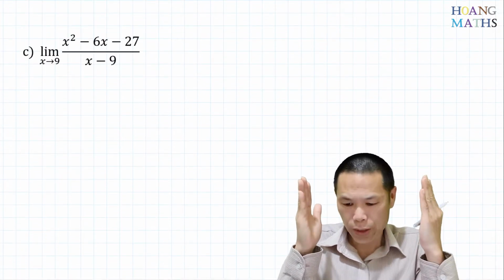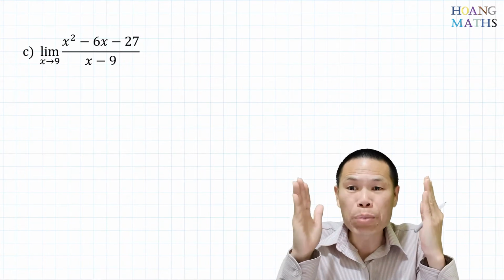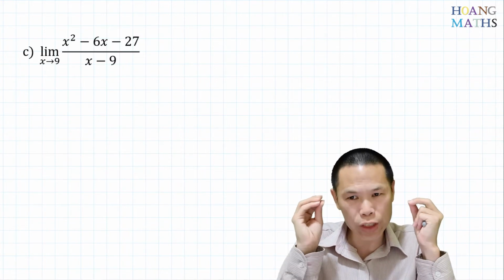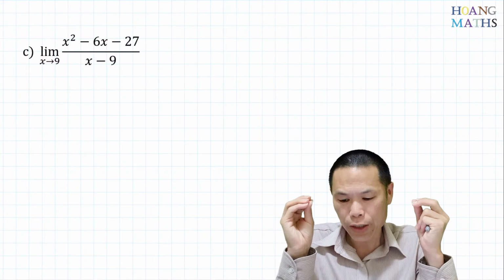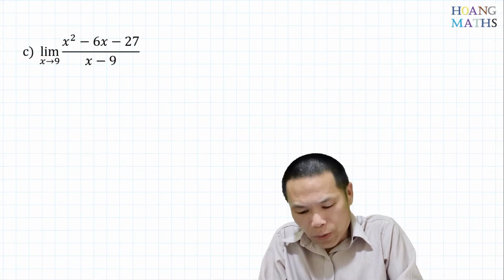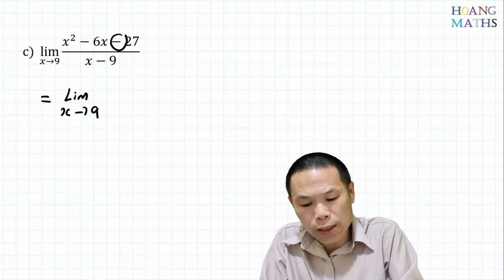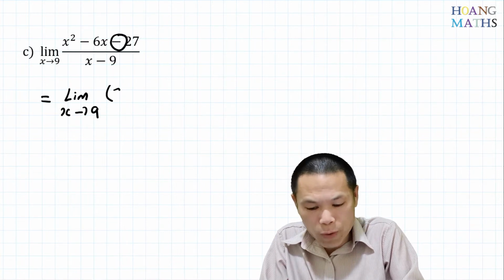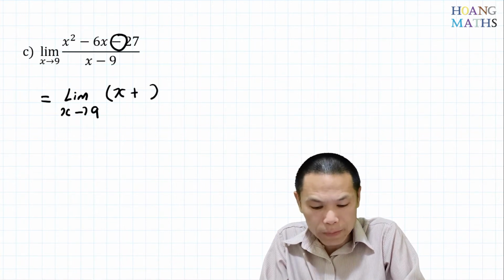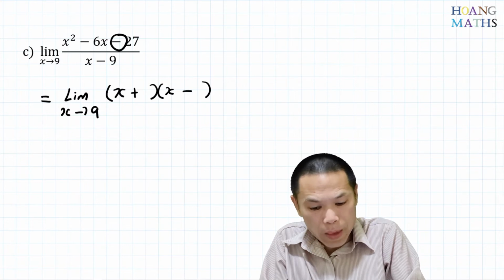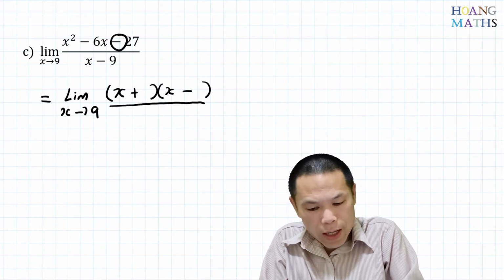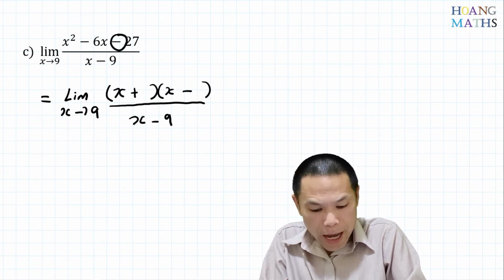Next one. So we need to, again, simplify first. To simplify, we need to factorize the numerator. So first of all, this is equal to the limit as x approaches 9, and then x, so this is negative, so we need to have 1 plus and 1 minus. And I just write this over x minus 9.